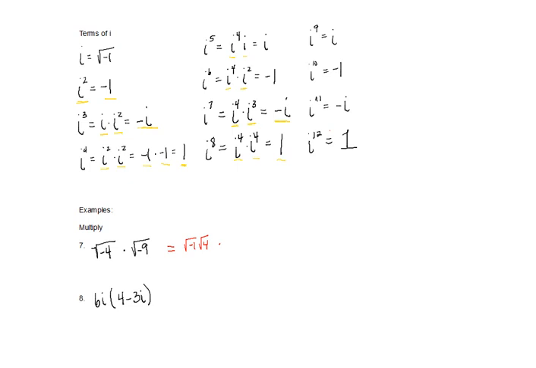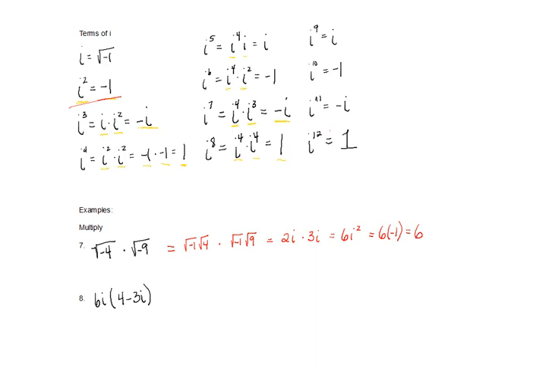Our second one here, we're just going to distribute this 6i through the parentheses. So I have 6i times the quantity 4 minus 3i. So I have 6i times 4 plus 6i times negative 3i. So 6i times 4 is 24i.